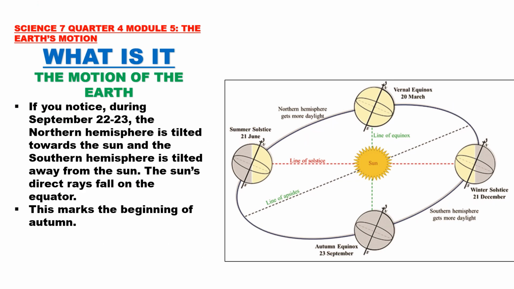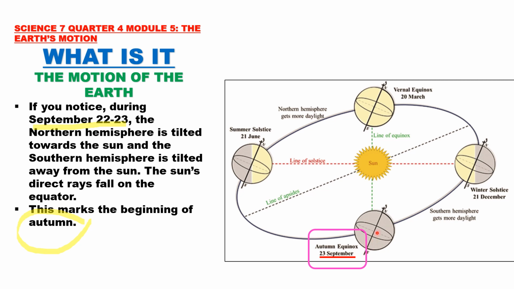If you notice, during September 22 to 23, the northern hemisphere is tilted towards the sun and the southern hemisphere is tilted away from the sun. During this time, the sun's direct rays fall on the equator. This marks the beginning of autumn. In the illustration, we could see that during the month of September, the northern hemisphere is tilted towards the sun, while the southern hemisphere is tilted away from the sun.